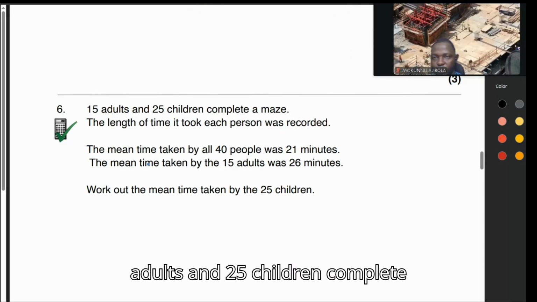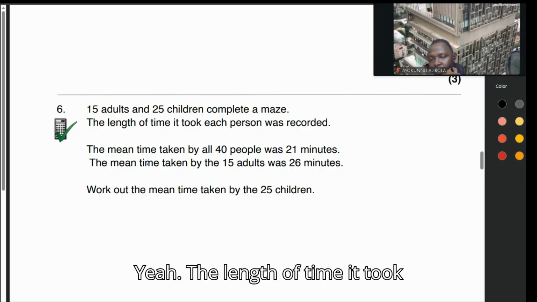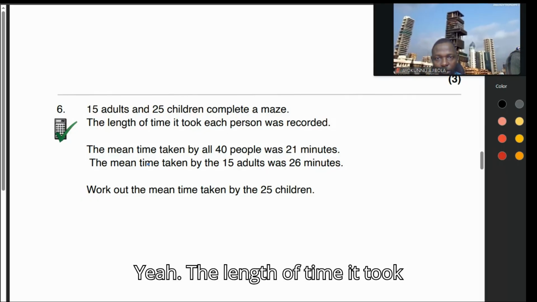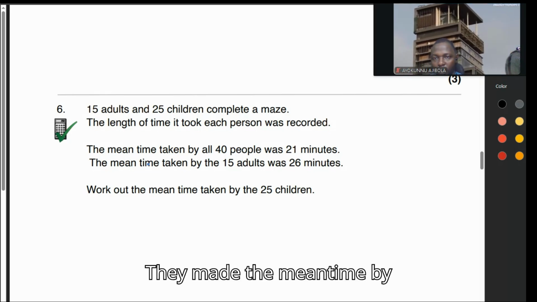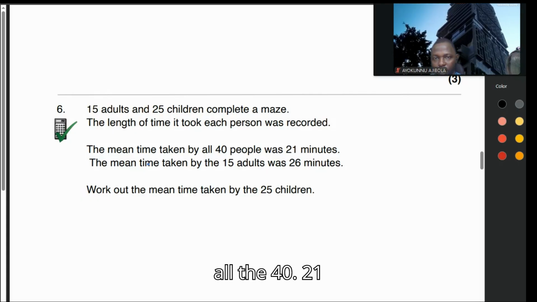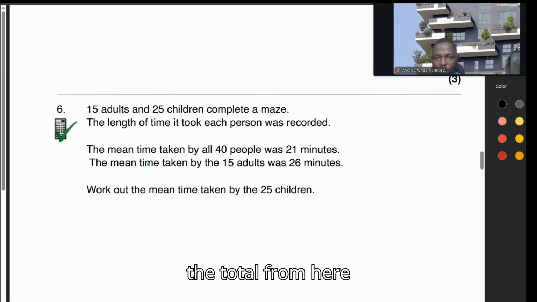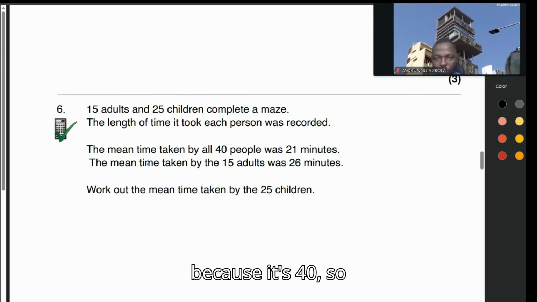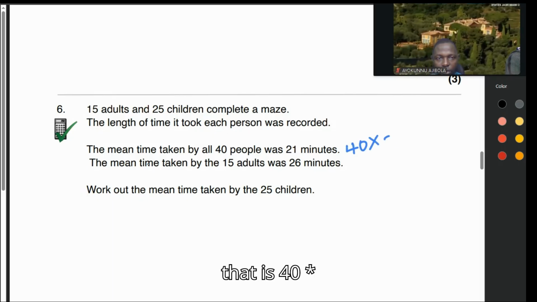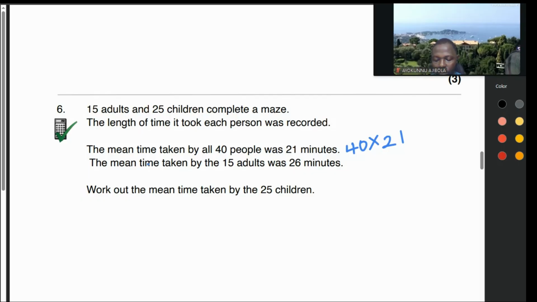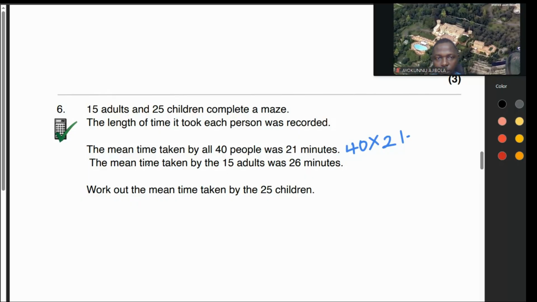The next question says 15 adults and 25 children complete a maze. The length of time it took each person was recorded. The mean time for all 40 was 21. We need the total from here because it's all 40, so that is 40 times 21. That's 840.